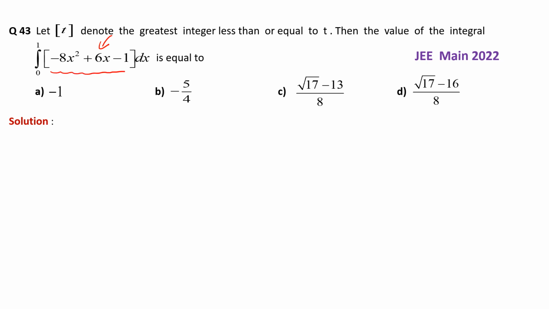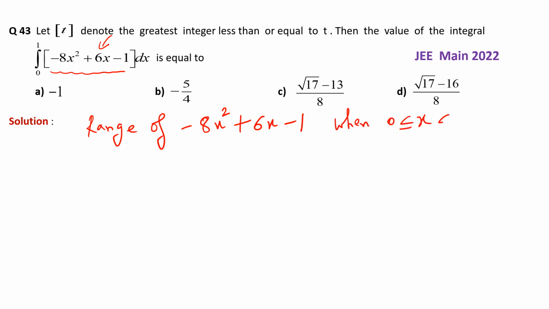Right? So for that purpose, we will have to find the range of the quadratic polynomial minus 8x square plus 6x minus 1, when x belongs to closed 0 to 1. Because of the lower and upper limits of this definite integral, x is greater than or equal to 0 and less than or equal to 1.